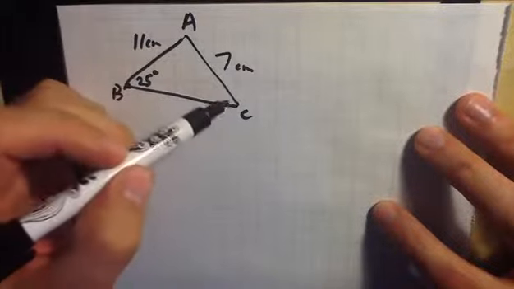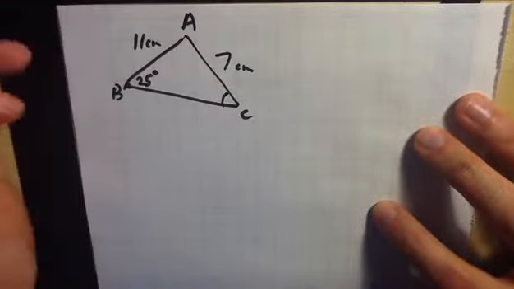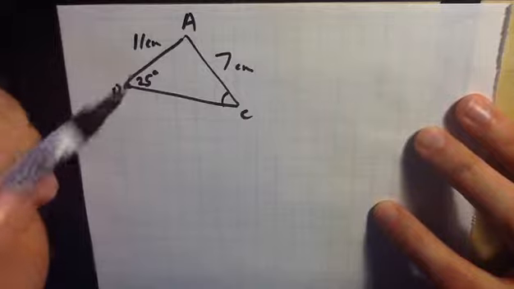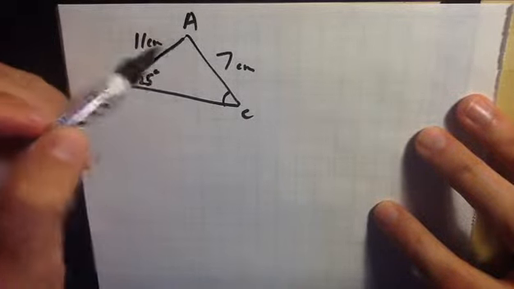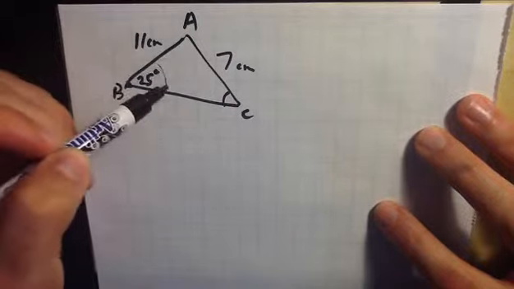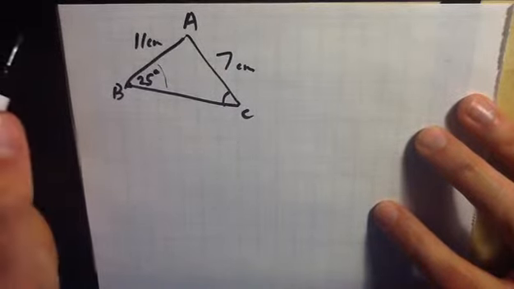So say I'm looking for angle C here, okay? Alright, in this situation, I've got two sides and a non-included angle, okay? It's not the angle in between them. So when you've got two sides and a non-included angle, you're going to use the sine rule, okay?